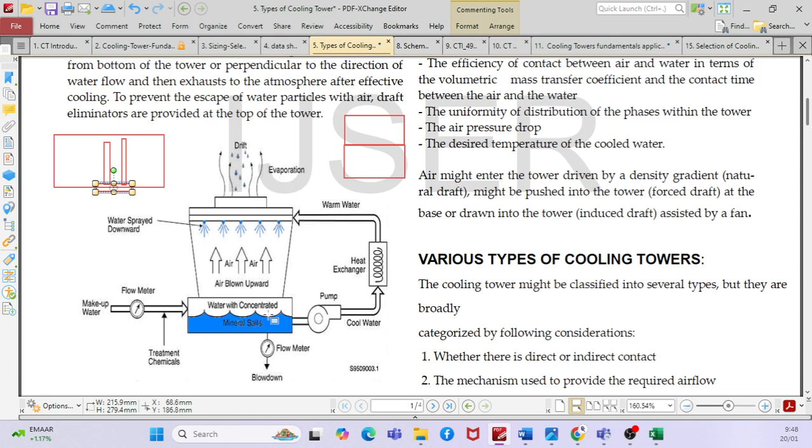Then what is the meaning of blow down? Whenever you put water in the basin, there is a lot of scale formation, right? The basin is the tray at the bottom. When water passes through the basin, it will have scale formation. It is the same as a water tank: after some time, salt deposits at the bottom. So you have to remove that particular water. That is called blow down.